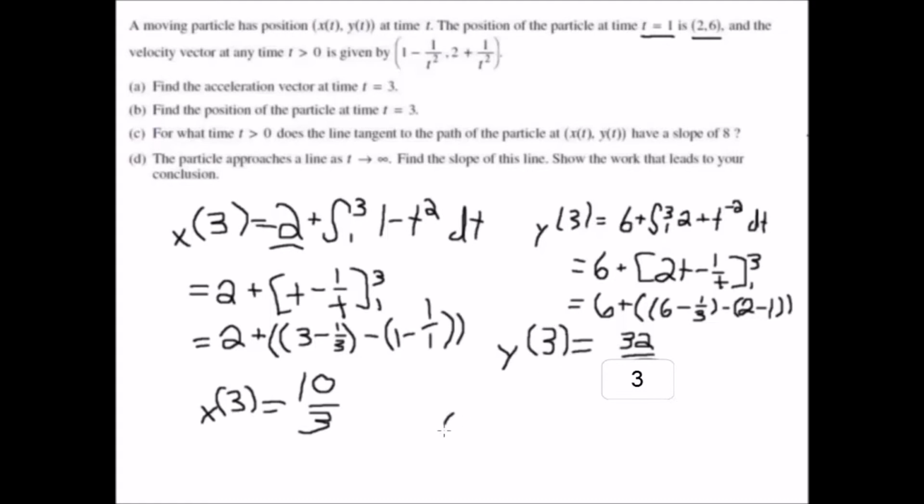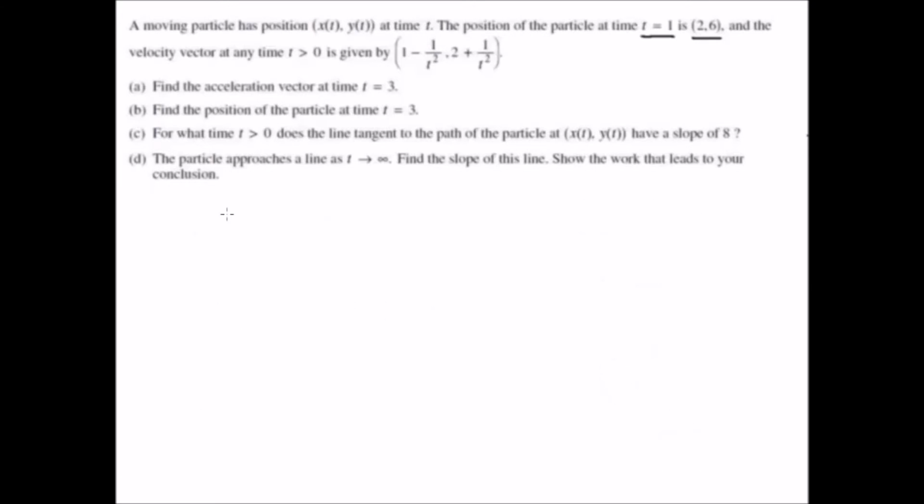Put together, we get x of 3 and y of 3, and that is equivalent to 10 over 3 and 32 over 3.